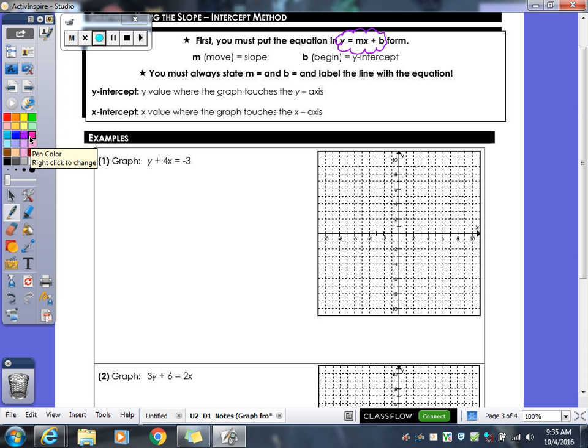So let's take a look, for example, graph number 1 here. I don't have it in mx plus b form just yet. I need to move something. I need to move my 4x over to the other side of the equal sign. So in order to move it, I need to subtract it since it was a positive 4x to begin with. I get y equals a negative 4x minus 3.